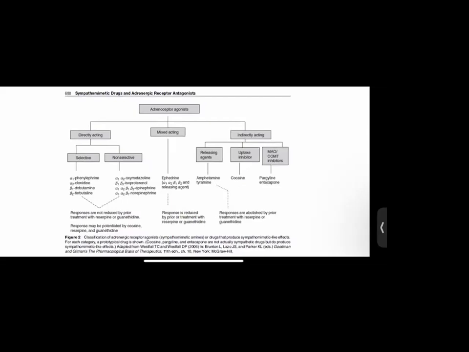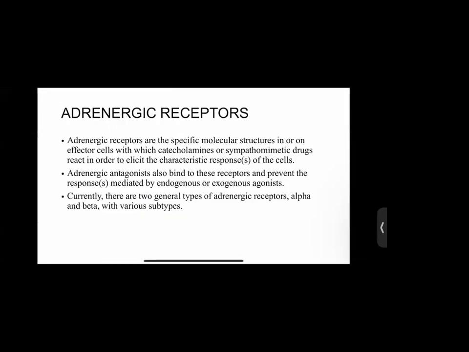Then adrenergic receptors. Now, the next slide. The adrenergic receptors are specific molecular structures in or on the effector cells with which catecholamines or sympathomimetic drugs act in order to elicit the characteristic response of the cells. The adrenergic antagonists also bind to these receptors and prevent those responses mediated by the endogenous or exogenous agonists. So the opposite of the sympathomimetics is the antagonist.